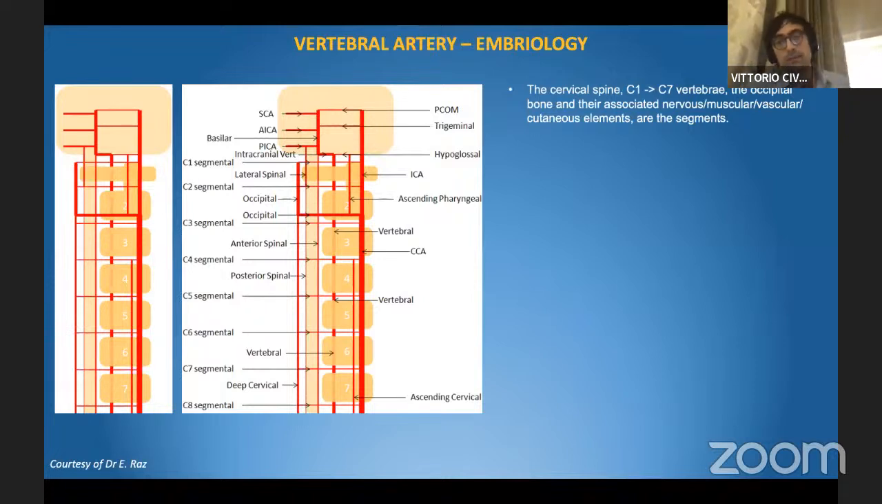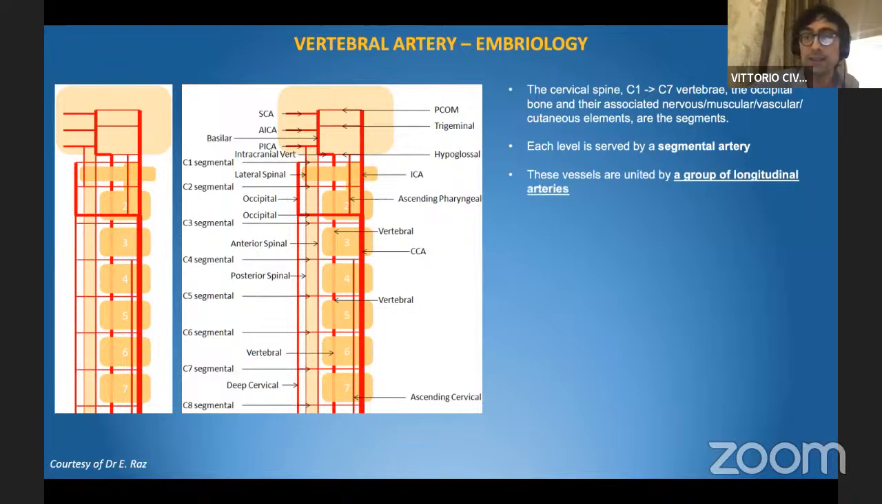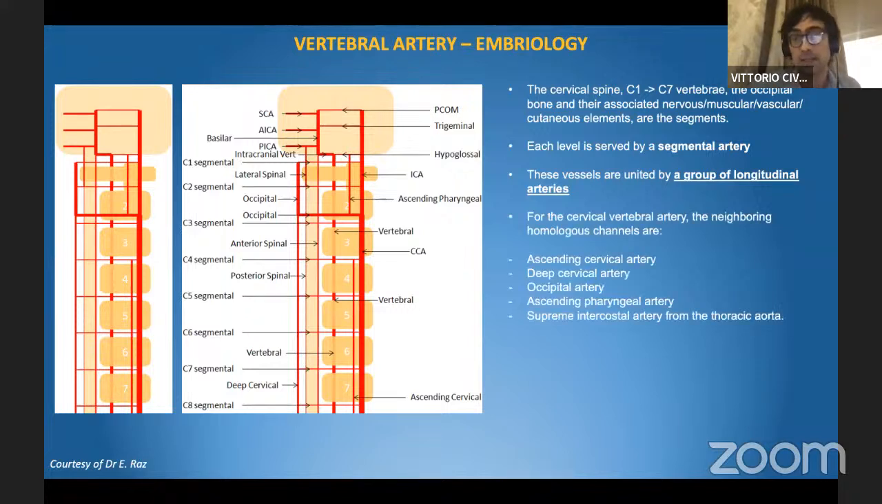So each level of the cervical region is vascularized by these horizontal arteries that vascularize the vertebrae, the cervical spine, the occipital bone, and their associated nerve, muscular and vascular cutaneous elements. And these vessels are united by longitudinal arteries. We have the vertebral artery, but we have other vertical axes that will be formed during fetal life: the ascending cervical, the deep cervical artery, the occipital artery, the ascending pharyngeal, and the supreme intercostal artery.